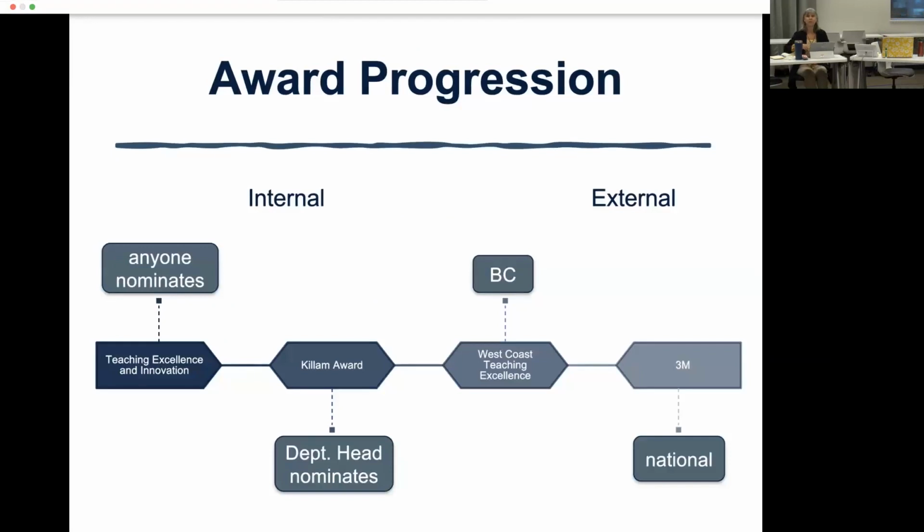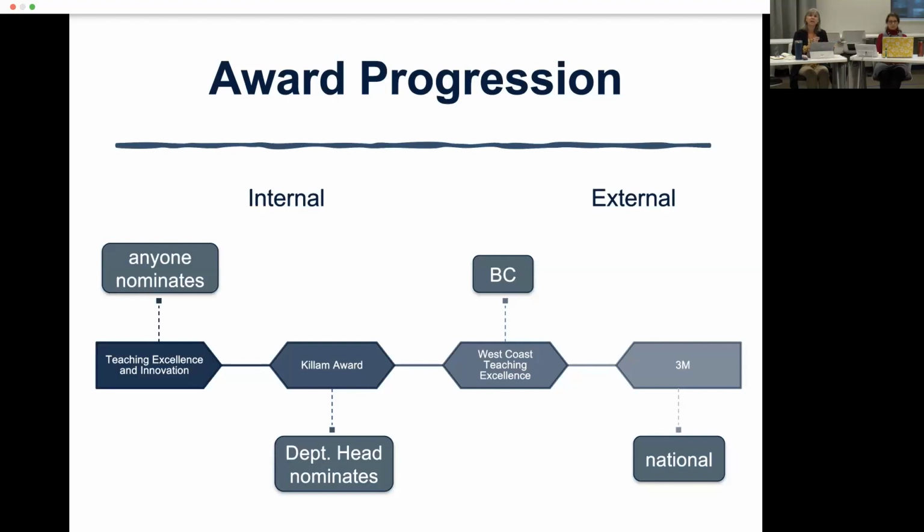Okay, so award progression. I'm going to talk a little bit about the different awards. In addition to these awards, there are also some discipline specific awards. There might be faculty awards. We're not really focusing on those today because we don't know a lot about all those other awards that are out there. But preparing for any of these awards will be really helpful in any kind of award case.